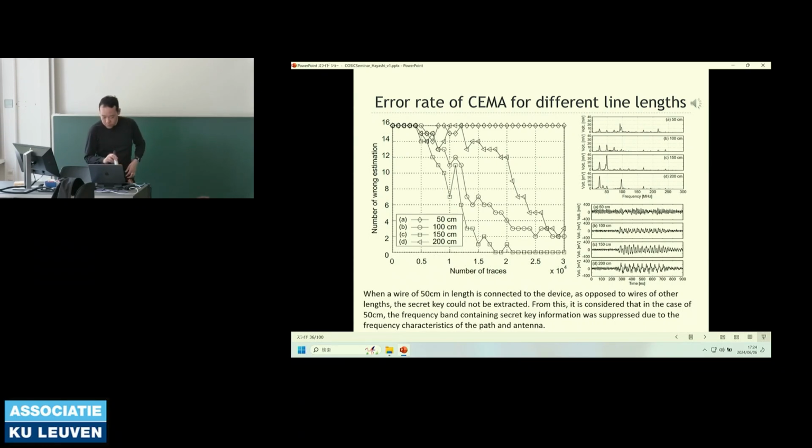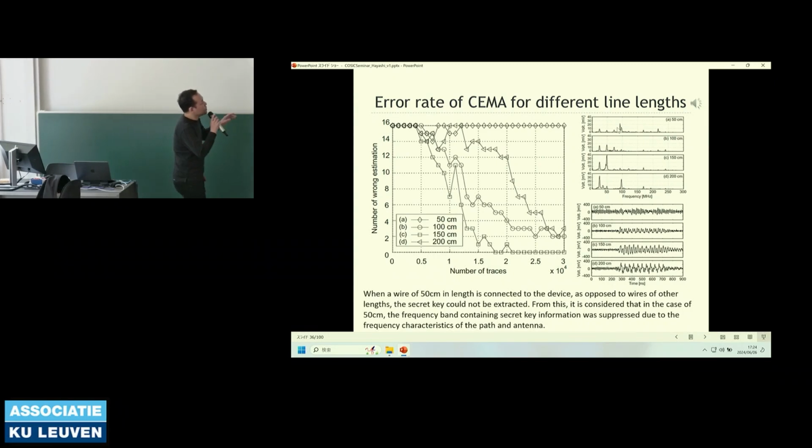Next, we present the results of correlation electromagnetic analysis on the side channel information observed outside the device. It is found that when a 50 centimeter long wire is connected to the device, in comparison to other lengths, the secret key cannot be extracted. This suggests that in the 50 centimeter case, the frequency band containing secret key information is suppressed due to the frequency characteristics of the path and antenna.